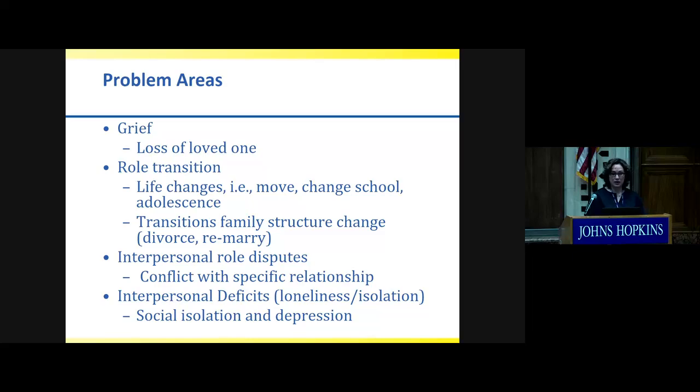Once we finish the inventory, we come to a formulation collaboratively with the teen, and in that formulation, we together decide on a problem area of focus. So there are 4 problem areas.